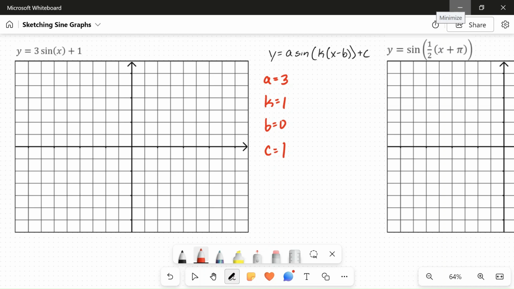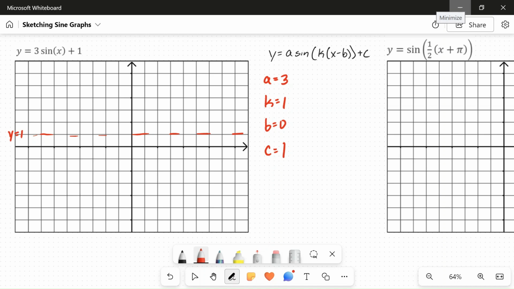To draw our graph, I just want to focus on making sure we can draw one period of the graph. We'll start by drawing the midline. Remember, the midline is our c value. In this case, our c value is 1. So we'll put a dotted line here. This is at y equals 1.